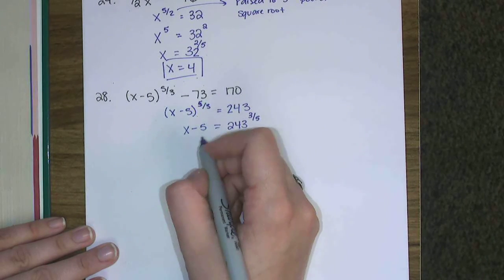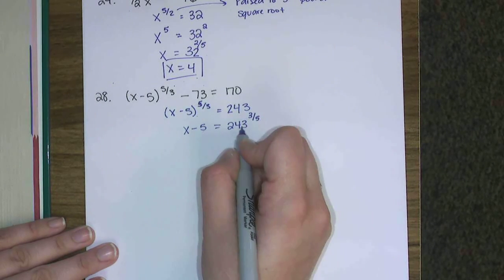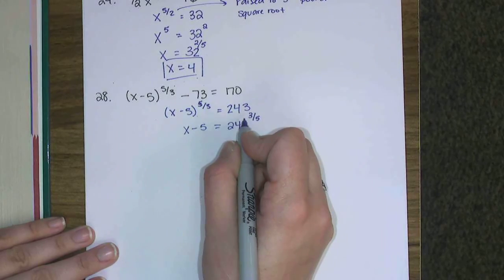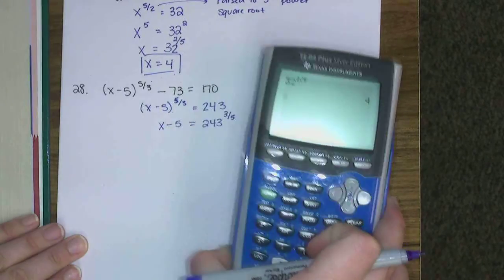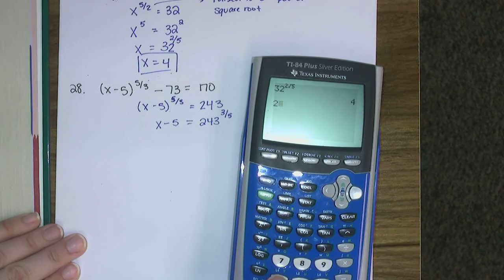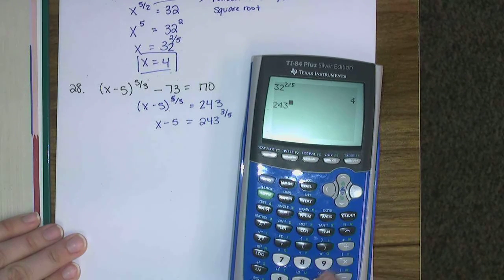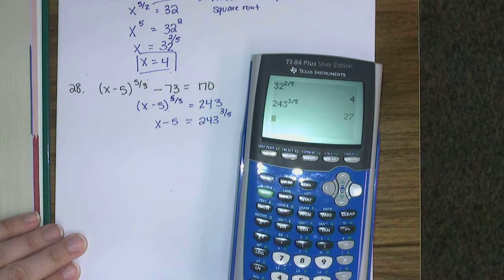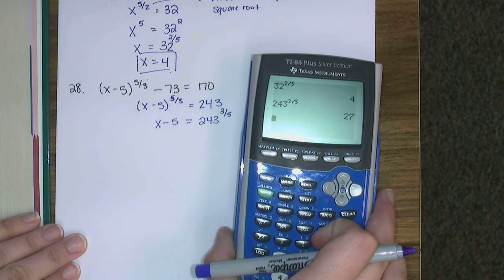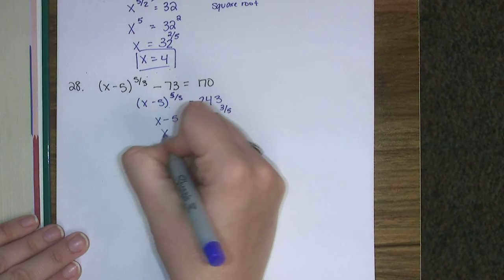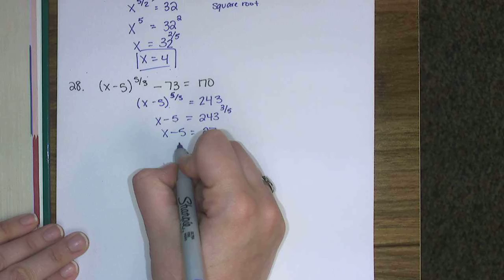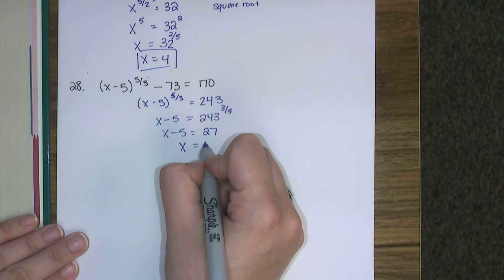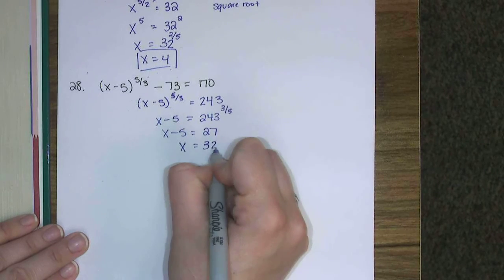But probably what should happen is I do this part on my calculator first and then add the 5. So let's do that. 243 raised to the 3 divided by 5 comes out to be 27. So x minus 5 is equal to 27. So now I just need to add 5. X is equal to 32.